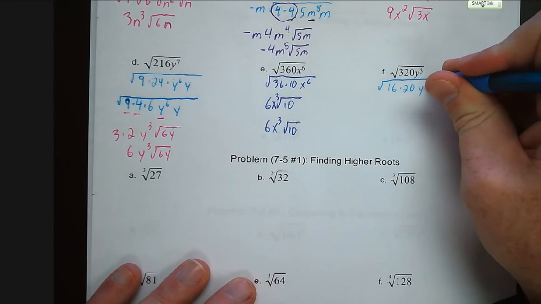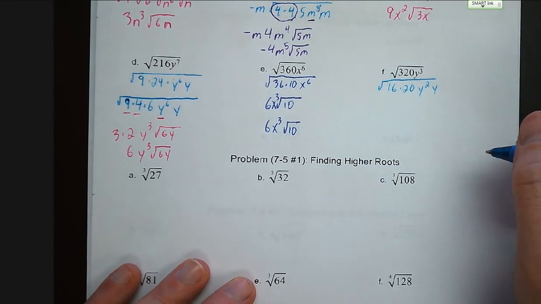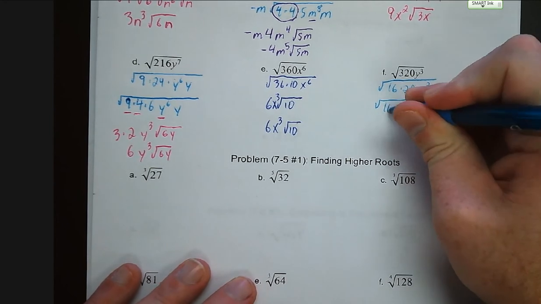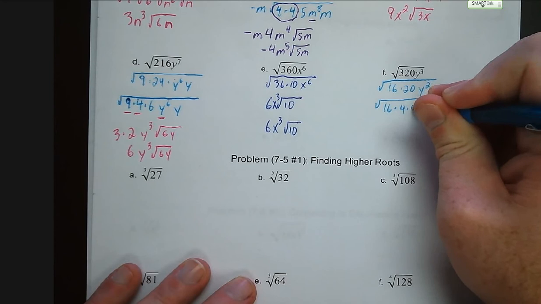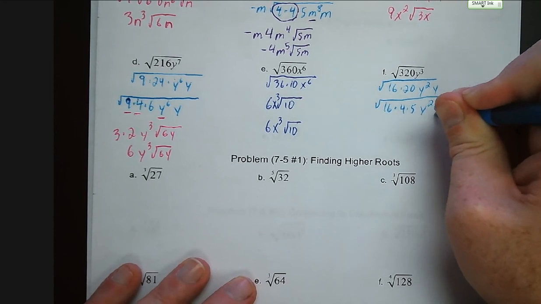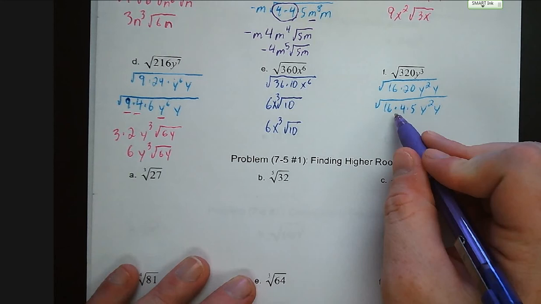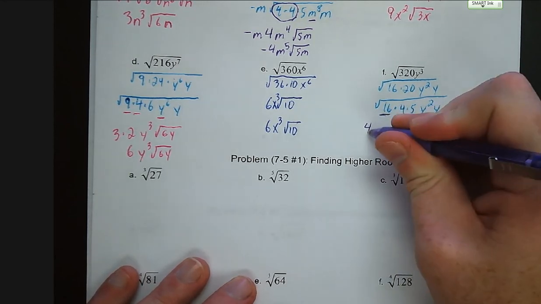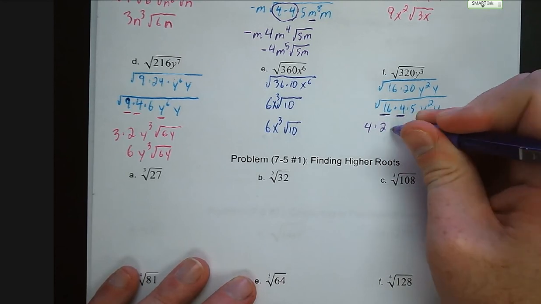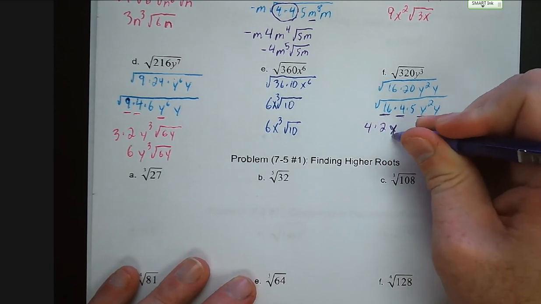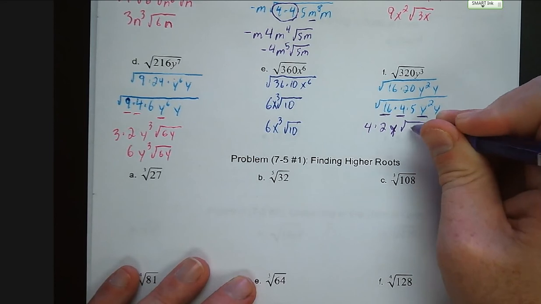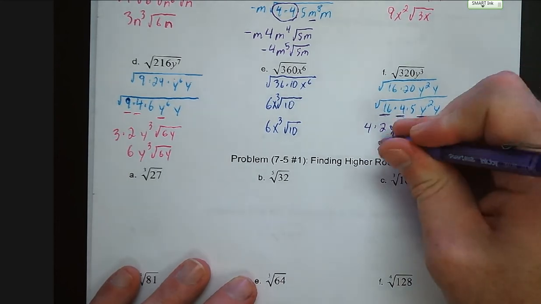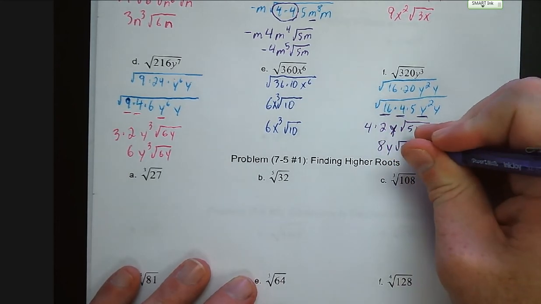Y squared, y. Well, 20 can be broken up further, so we have the square root of 16 times 4 times 5, y squared, y. My perfect square factors are 16, 4, and y squared. So we get 4 times 2 times y, square root of 5y. And then we just simplify. 4 times 2 is 8y, square root of 5y.